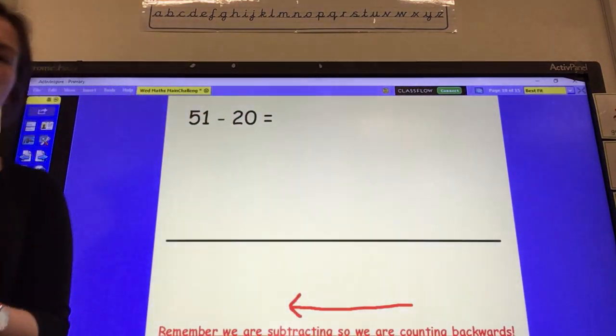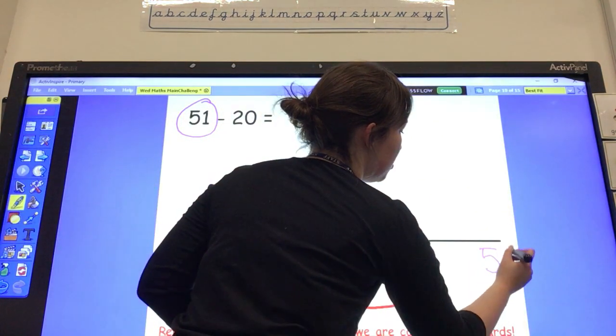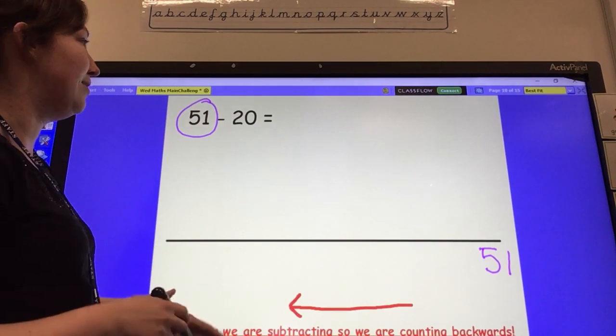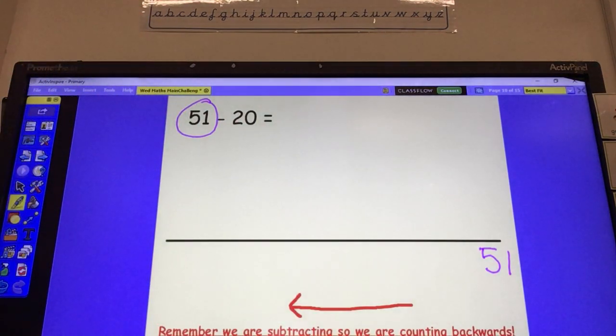This time it's your turn, so we've got 51 take away 20. Now take care that this is 51, it is not 15. So pause your video and see if you can work out 51 take away 20.